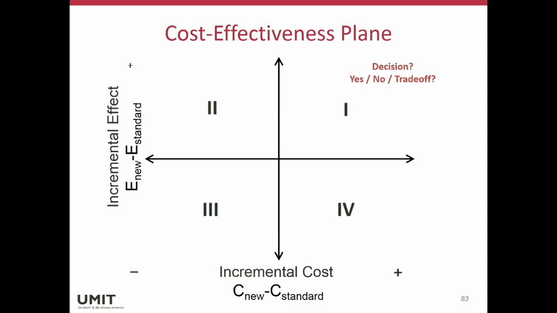Take a minute, discuss it with your neighbor, and then let me know what are the quadrants where you would say, okay, this quadrant is green, we definitely should go for this intervention, and this one is a red one, we should not implement this. And then there are the yellow ones where you are indifferent. Take a minute.